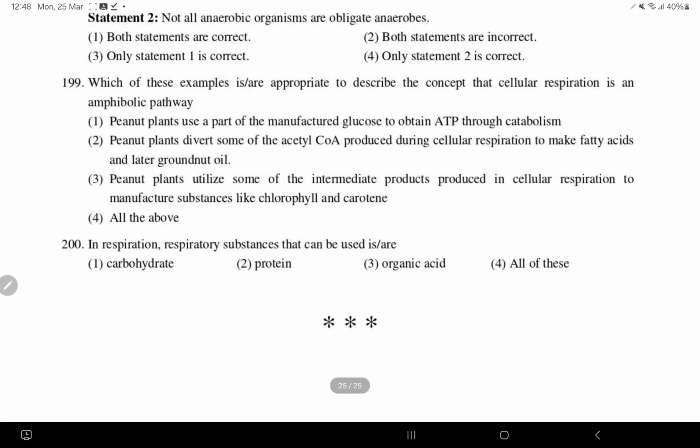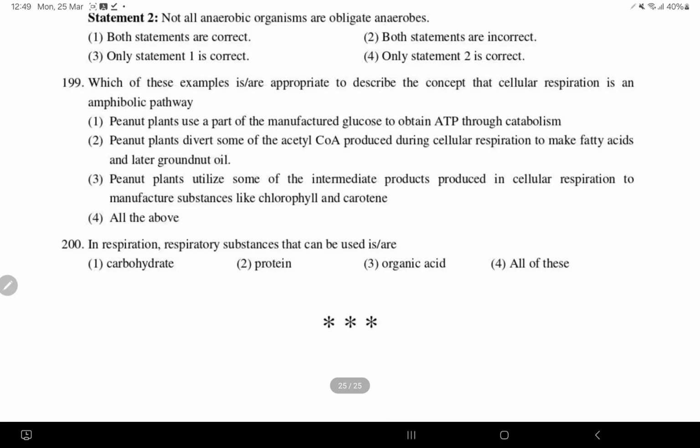Which of these examples are appropriate to describe the concept that cellular respiration is an amphibolic pathway? Peanut plants use a part of manufactured glucose to obtain ATP through catabolism. Peanut plants divert some of the acetyl-CoA during cellular respiration to make fatty acids and later groundnut oil. Peanut utilizes some of the intermediate products of cellular respiration to manufacture substances like chlorophyll and carotenes. All are right. All are describing why it is amphibolic.